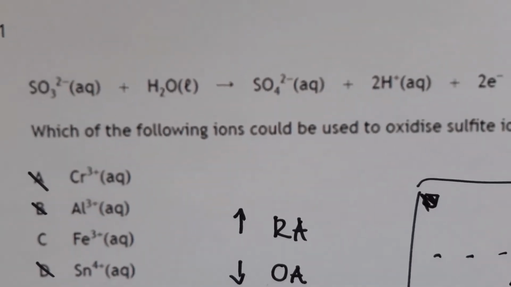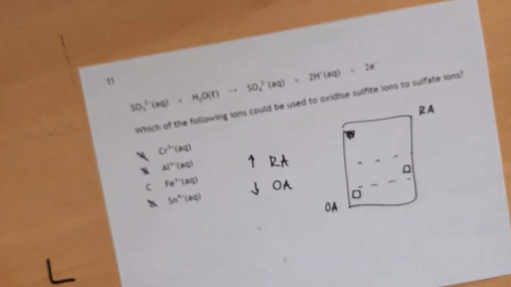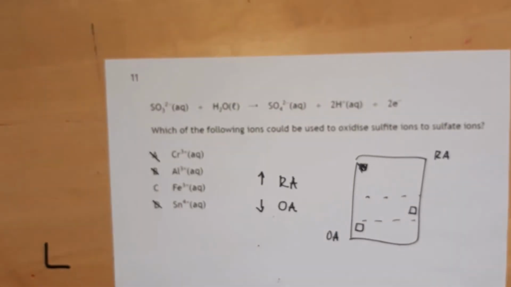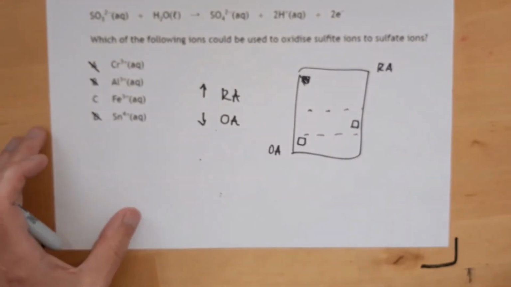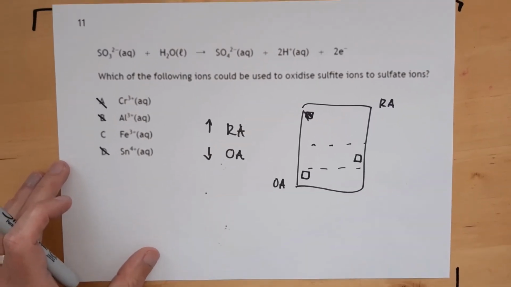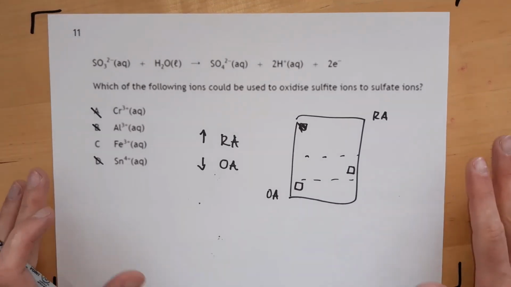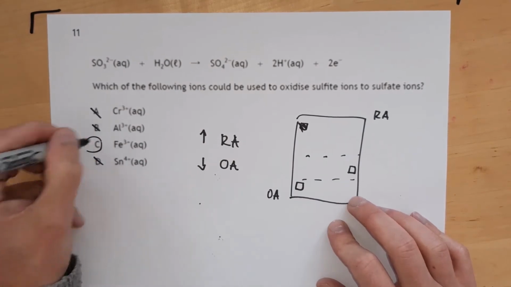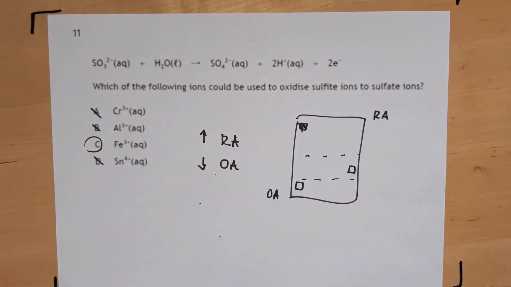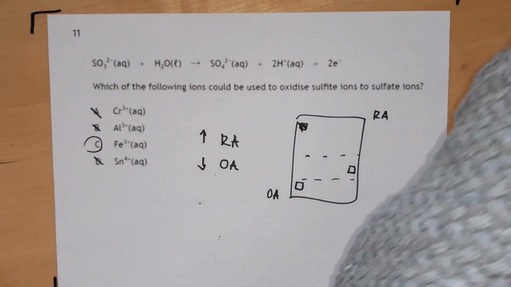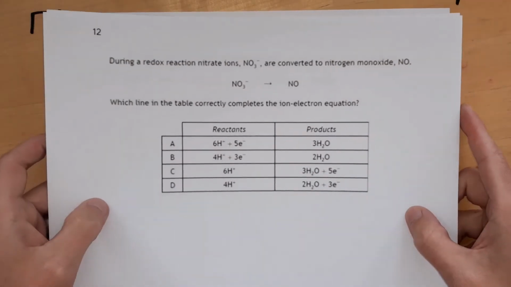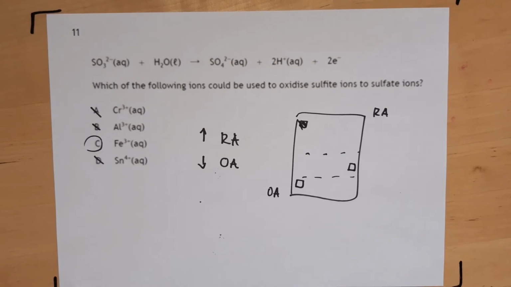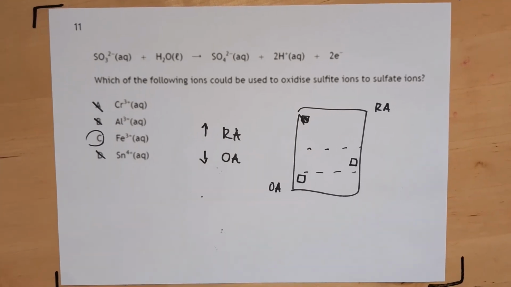Let me just get my clamp stand back up. Which of the following ions could be used to oxidize the sulfite? We're looking for this one. Okay, so that's part 2 finished. And the next part will be the last few questions, all about the ion electron equations and the balance of electrons and all that sort of stuff. Okay, so come back to that if you wish to.